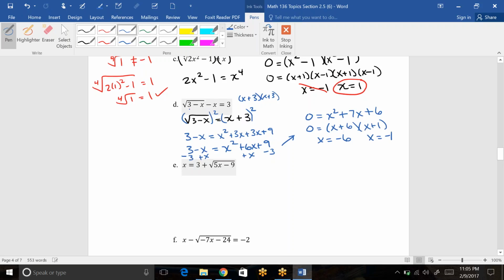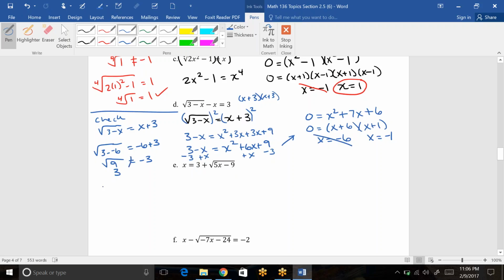So let's check those. It's easier for me to check it after I've isolated the radical. So I'm going to do my check by plugging everything into the square root of 3 minus x equals x plus 3. So if we plug in negative 6, 3 minus negative 6 equals negative 6 plus 3. 3 minus a negative would be plus, so this would be 9, but this is negative 3. This is positive 3, so this does not match. So that means negative 6 is out.